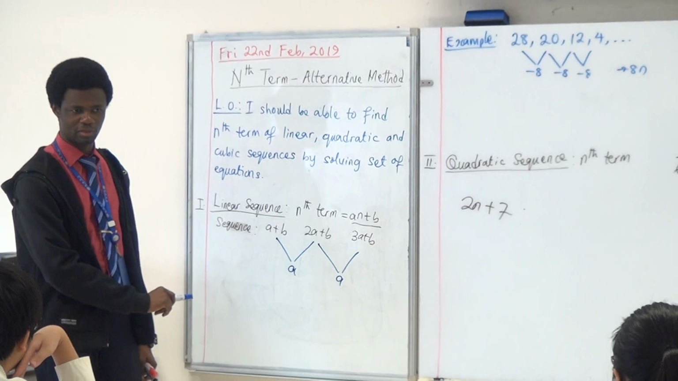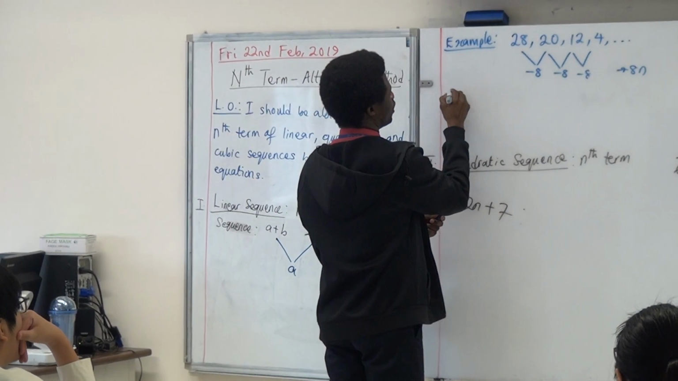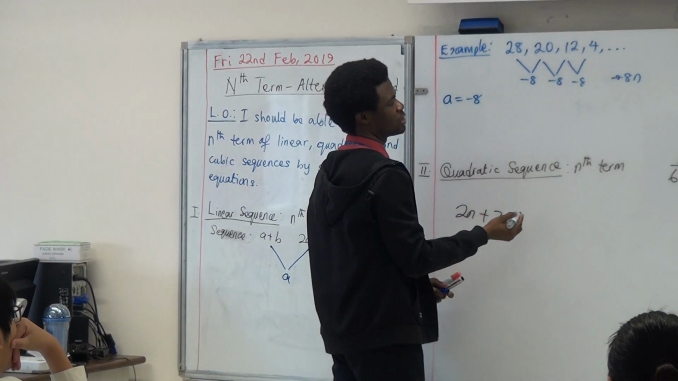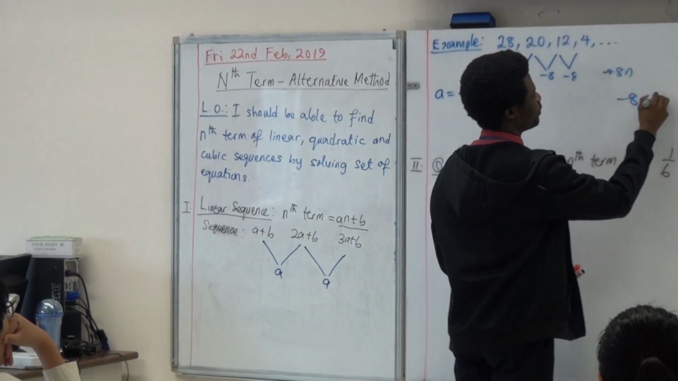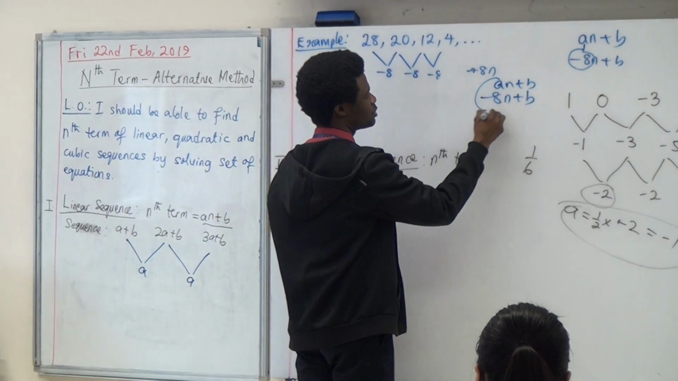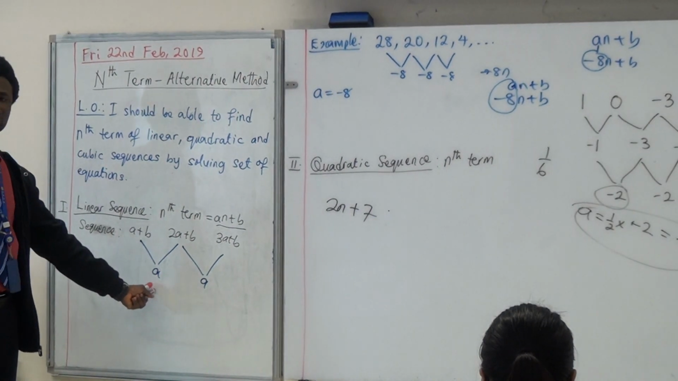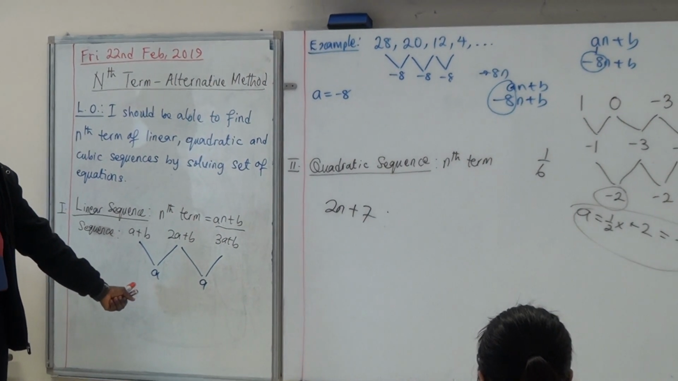Does it make sense so far? That is why when you do this, you just say, oh, immediately A is equal to negative 8. And you begin with minus 8 plus n, because the sequence is an plus b. And you do this. That is why we always start with that. Because of this. Does it make sense?